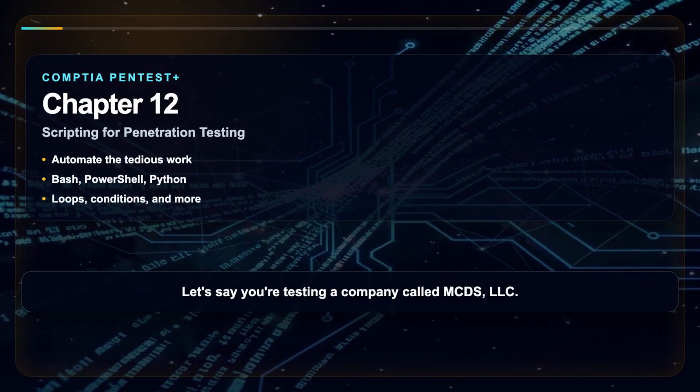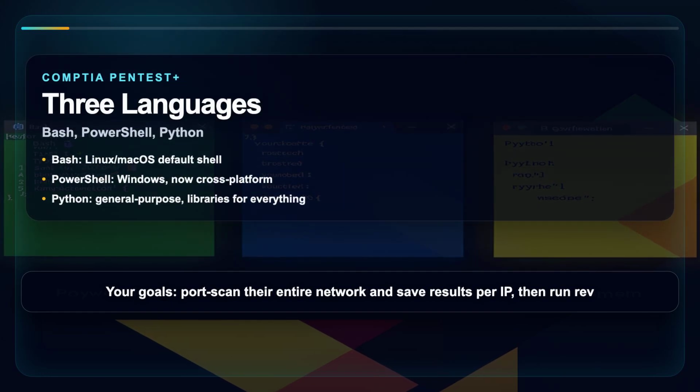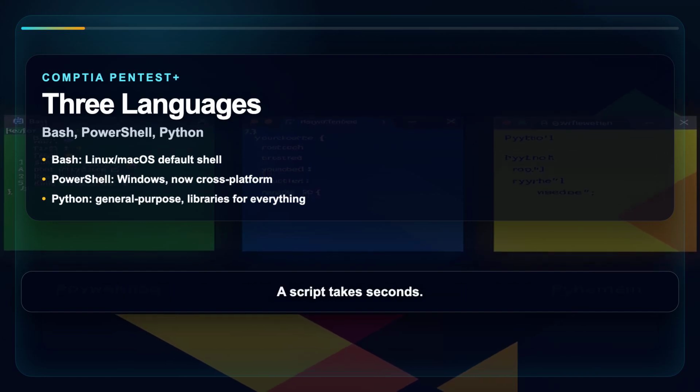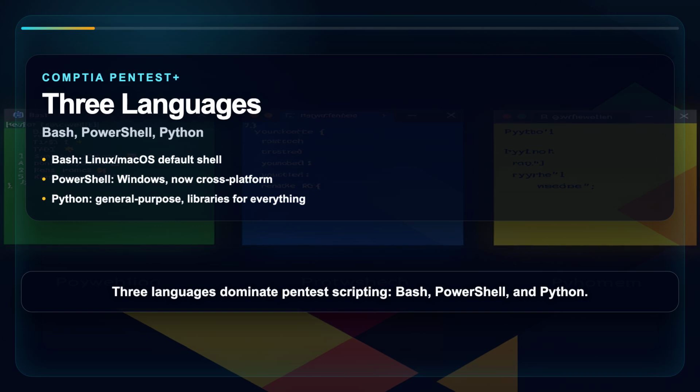Let's say you're testing a company called MCDS LLC. Your goals: port scan their entire network and save results per IP. Then run reverse DNS on every address. Doing that by hand would take hours. A script takes seconds. Three languages dominate pentest scripting: Bash, PowerShell, and Python.